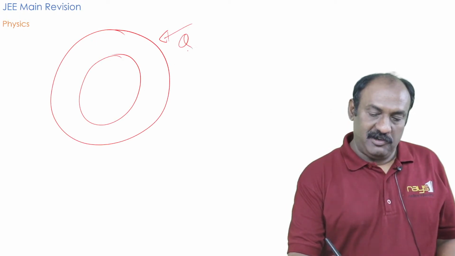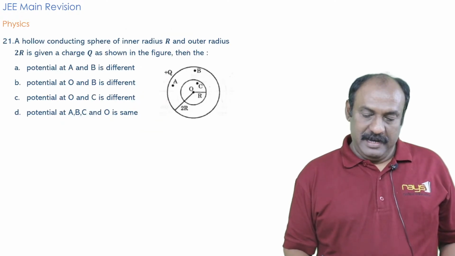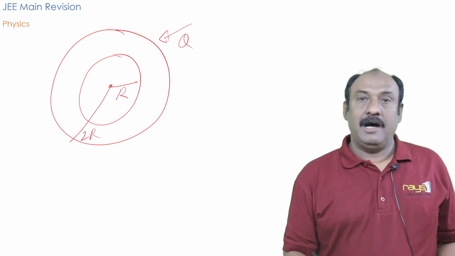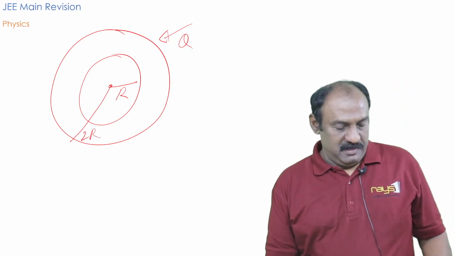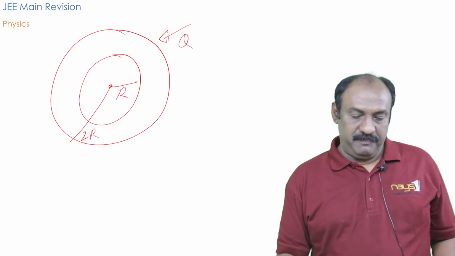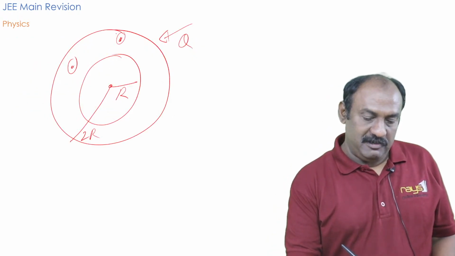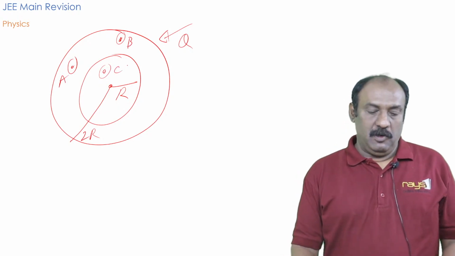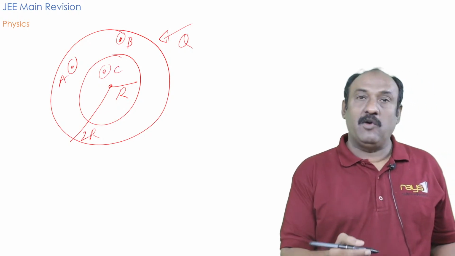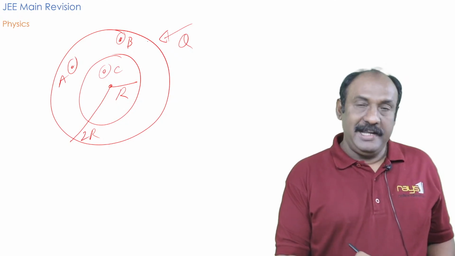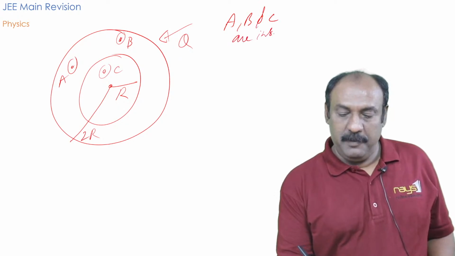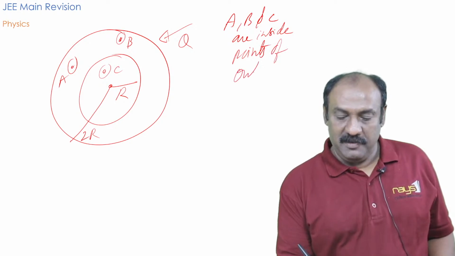This is given as charge Q. The radii R and 2R are the radii of the inner shell and outer shell. Now what are the points? A, B, C. This is A, this is B, this is C. Points A, B and C are inside points of the outer shell.